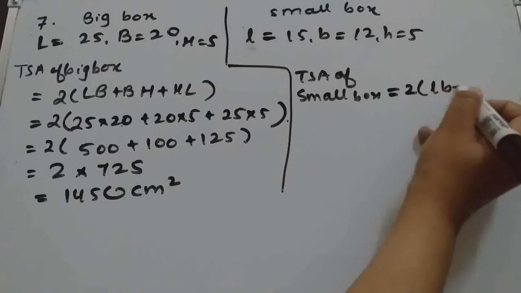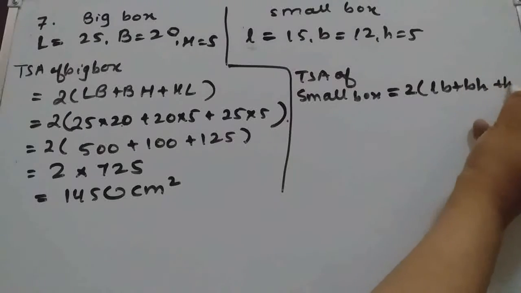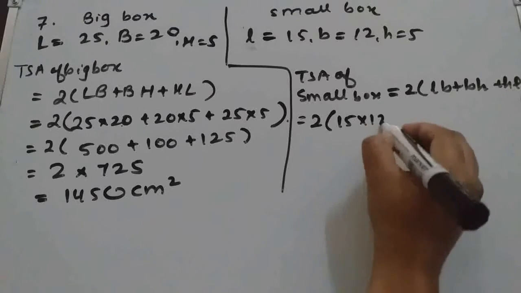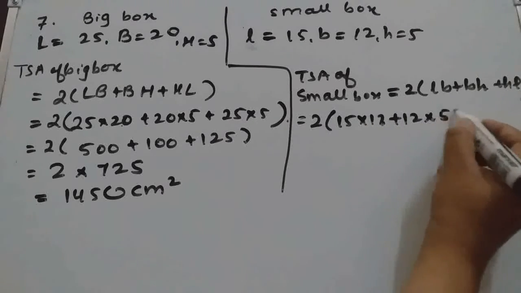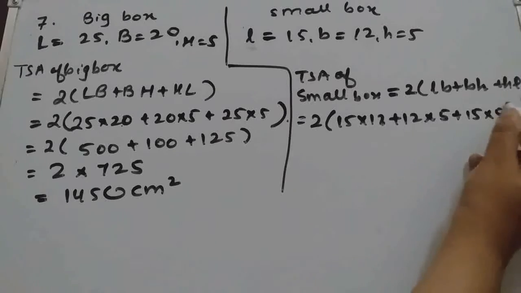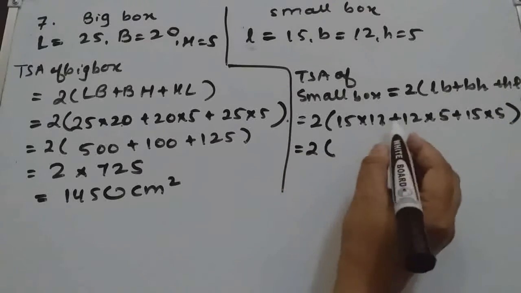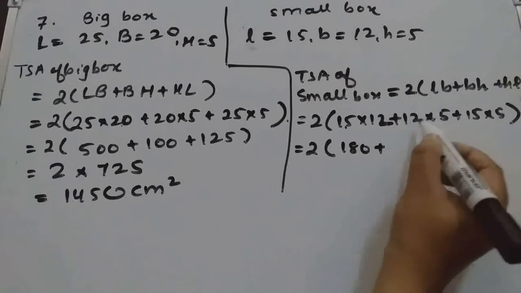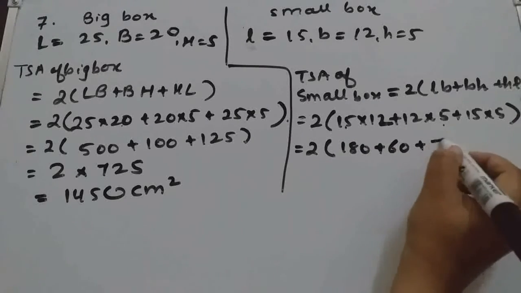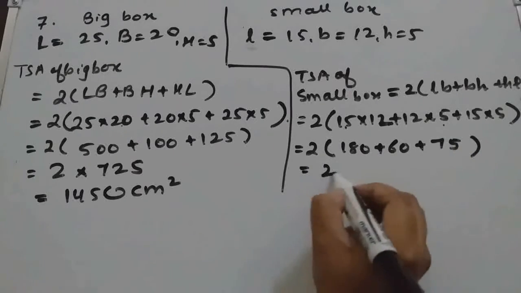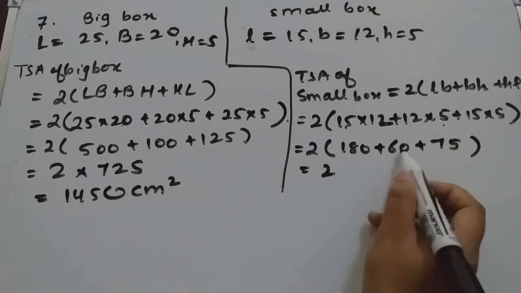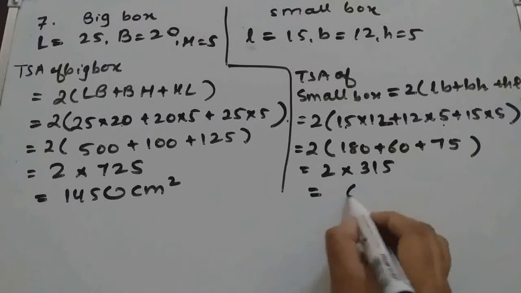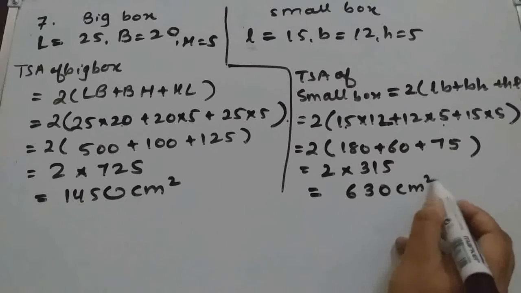Similarly, we'll find the TSA of the small box using the same formula, 2(LB plus BH plus HL). So 15 into 12 plus 12 into 5 plus 15 into 5. This will be 180, 12 5s are 60, this will be 75, which after addition will give 240 and 75 means 315. So that will be 630 centimeter square.